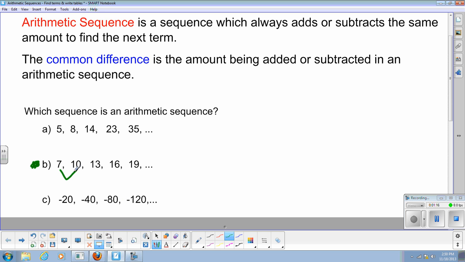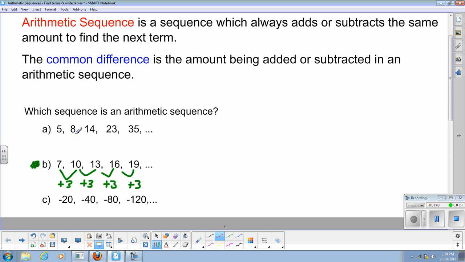How do we get from 7 to 10? Plus 3. How do we get from 10 to 13? Plus 3. 13 to 16? Plus 3. 16 to 19? Plus 3. So here I have shown you the common difference between these terms. It's called common because it's always the same. The difference is how do I get from one term to the next.